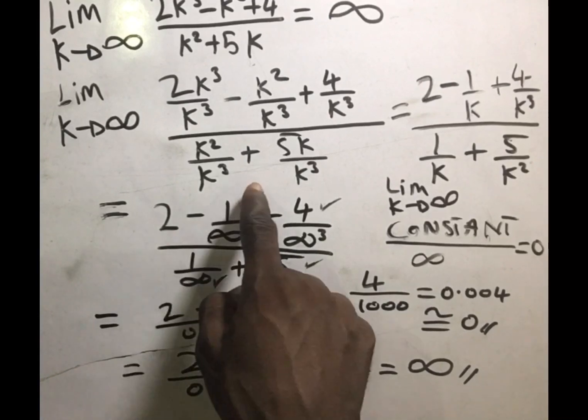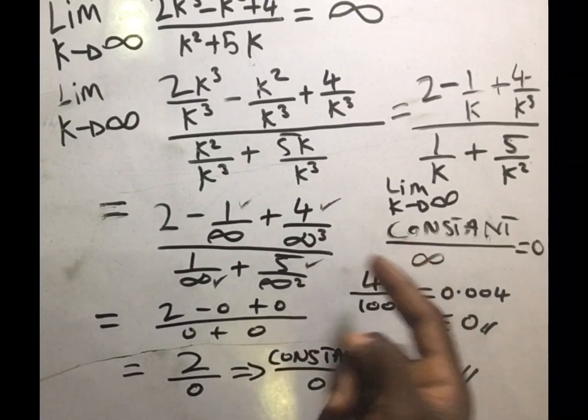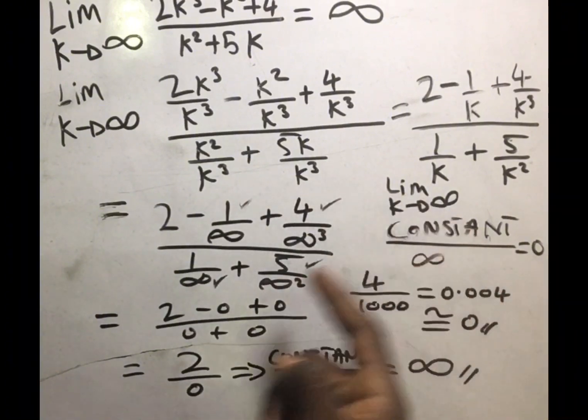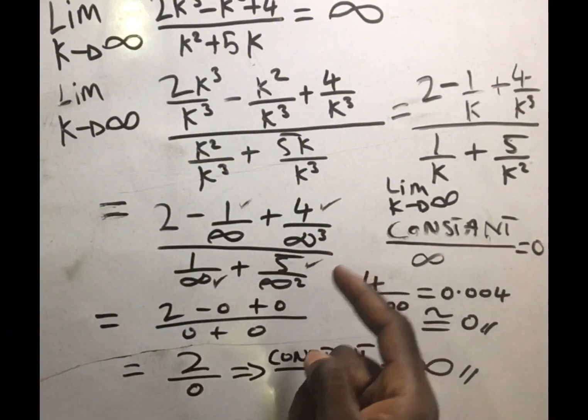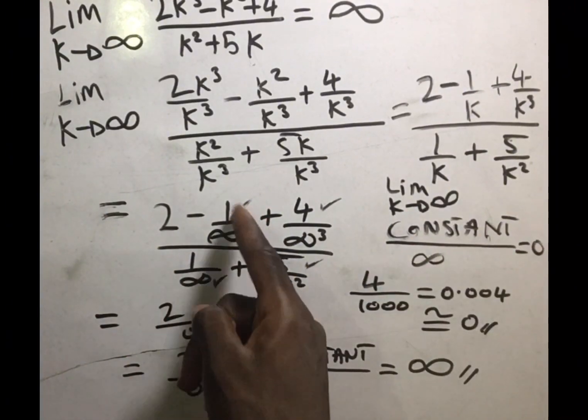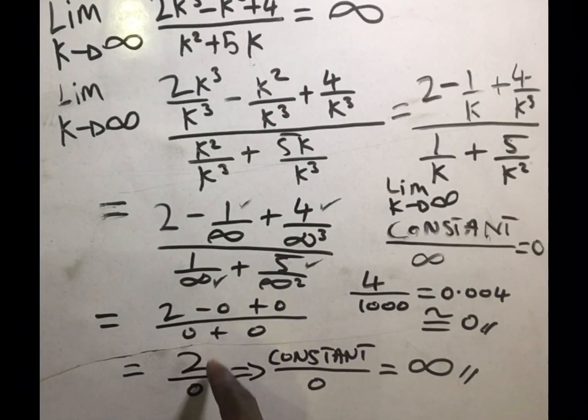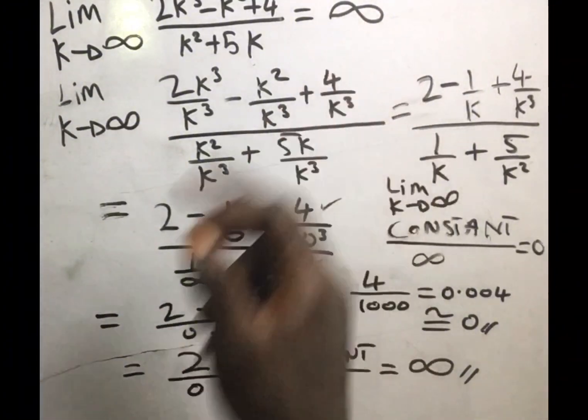And we said 1 over infinity is 0. A constant over infinity is 0. 1 is a constant, 4 is a constant, 1 is a constant, 5 is a constant. So all these constants over infinity become 0. So we have 0, 0, 0, 0. And any constant over 0 is going to give you infinity. And that's why we have infinity.